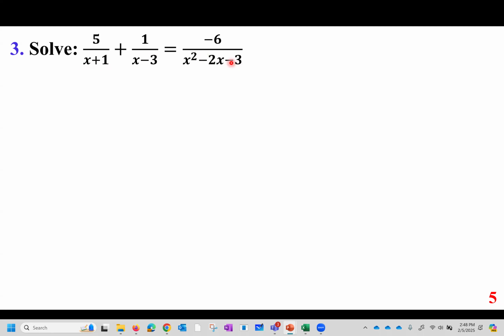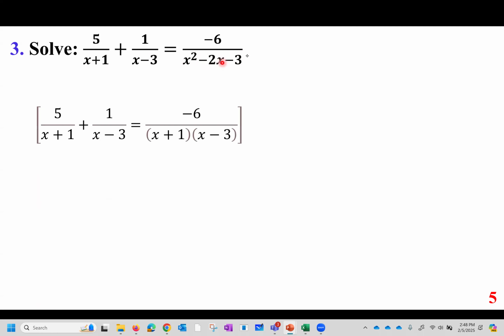You want two numbers whose product is negative 3 and whose sum is negative 2. Positive 1 and negative 3. So we factor the last denominator. If we multiply both sides by the LCD, which happens to be, for all of these three fractions, the denominator of the last one, we can come up with the answer.